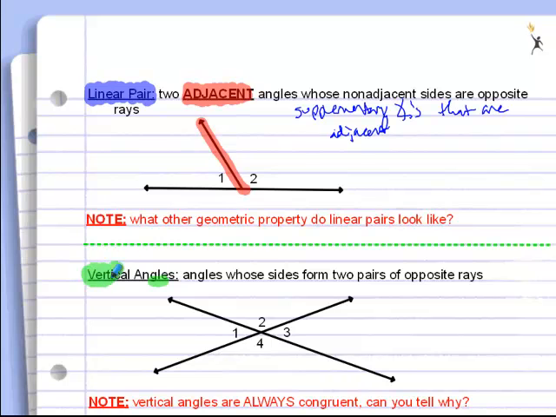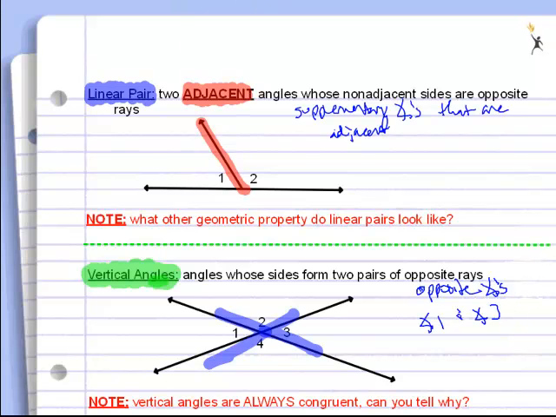The last thing is vertical angles. Vertical angles are angles whose sides form two pairs of opposite rays. And what that basically means is they are opposite. We're going to write right below it, opposite angles. Okay. You can always identify vertical angles because they are opposite each other. Angle 1 and angle 3 are opposite each other. So angle 1 and angle 3 are vertical angles.